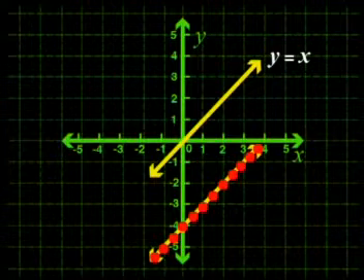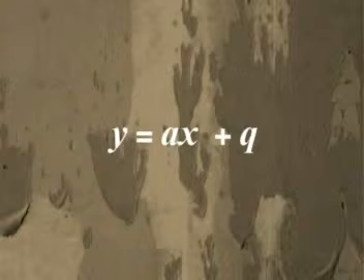So to recap what we have seen here, if the graph of y equals x shifts up or down q places, each y value on the parent graph will be shifted up or down q places on the new graph. And the new graph will have a formula of y equals ax plus q.